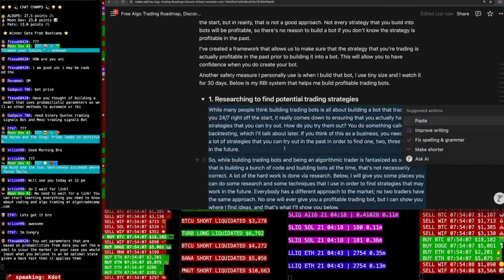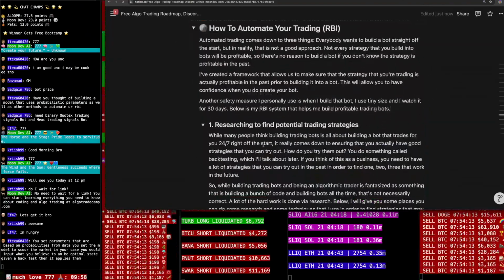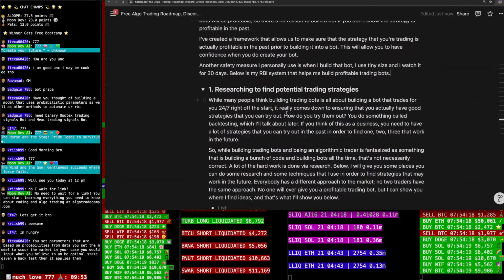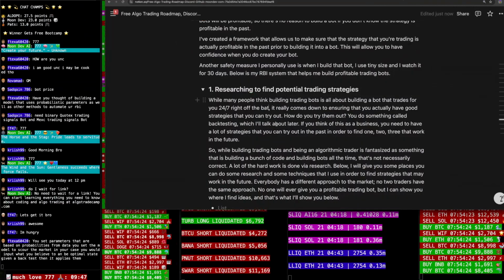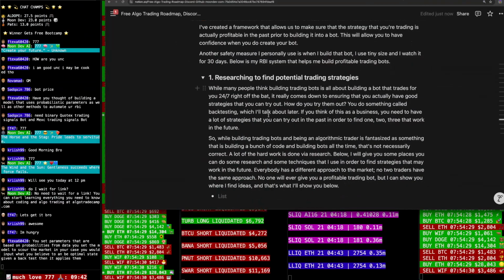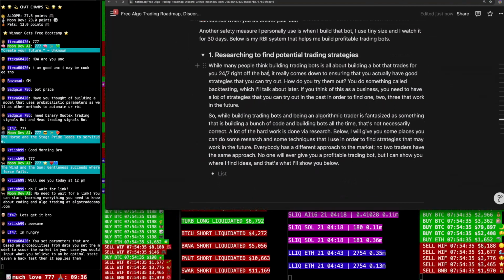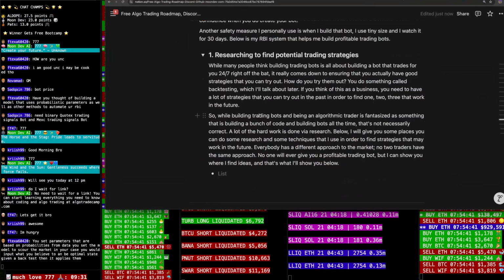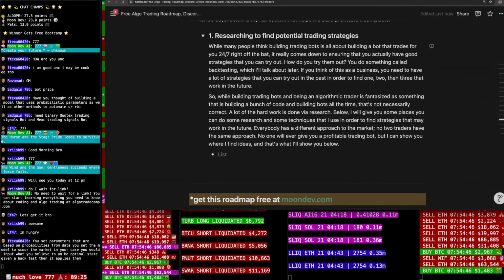Okay, so while many people think building trading bots is all about building a bot that trades for you 24/7 right off the bat, it really comes down to ensuring that you actually have good strategies that you can try out. How do you try them out? You do something called backtesting, which I'll talk about later. If you think of this as a business, you need to have a lot of strategies that you can try out in the past in order to find 1, 2, 3 that work in the future.